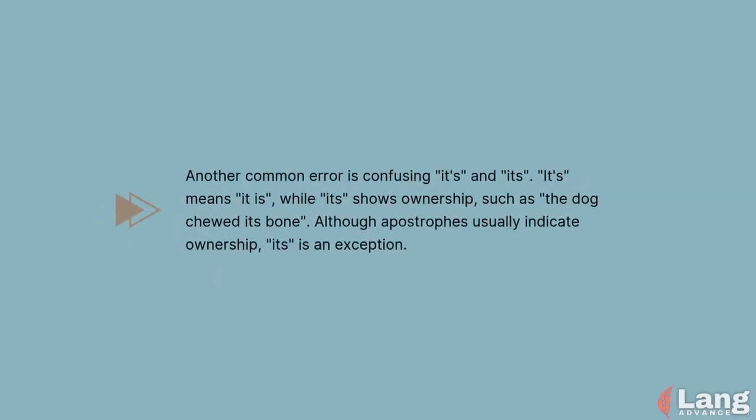Another common error is confusing it's (it apostrophe s) and its. It's means it is, while its shows ownership, such as the dog chewed its bone. Although apostrophes usually indicate ownership, its is an exception.